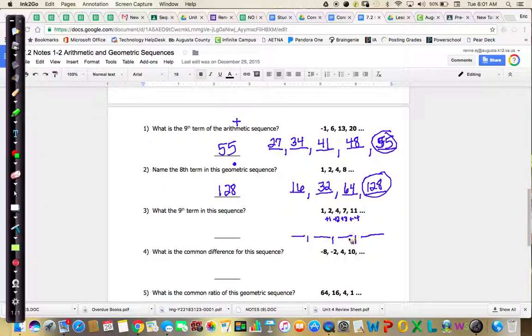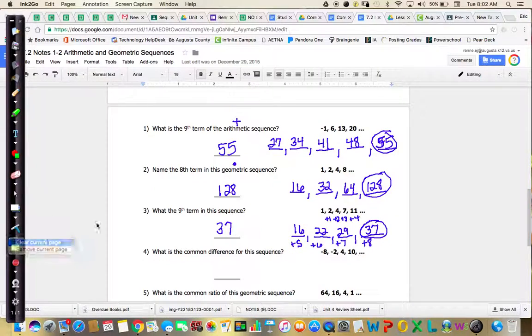So we have plus 1, then we have plus 2, and we have plus 3, and we have plus 4. So the next one is going to be plus 5, and that of course would give me 16. And then we have plus 6, which would give me 22. And then we have plus 7, which would give me 29. And last, we've got plus 8, which would give me 37. So I'm going to circle this. This is my final response. And the ninth term is 37.